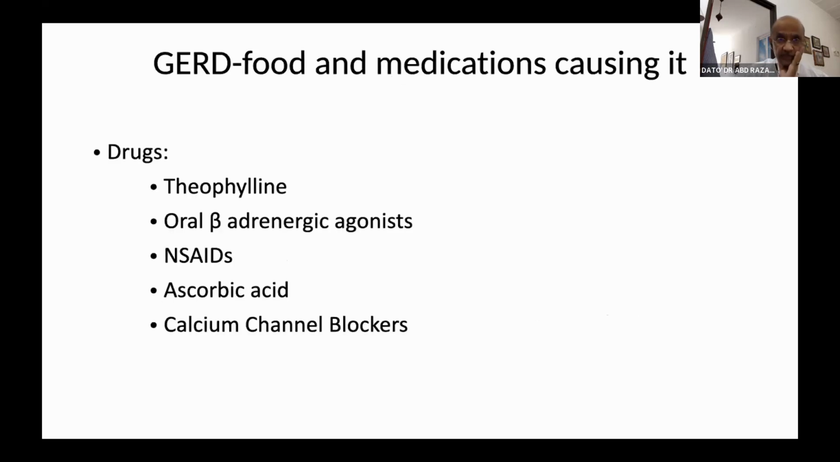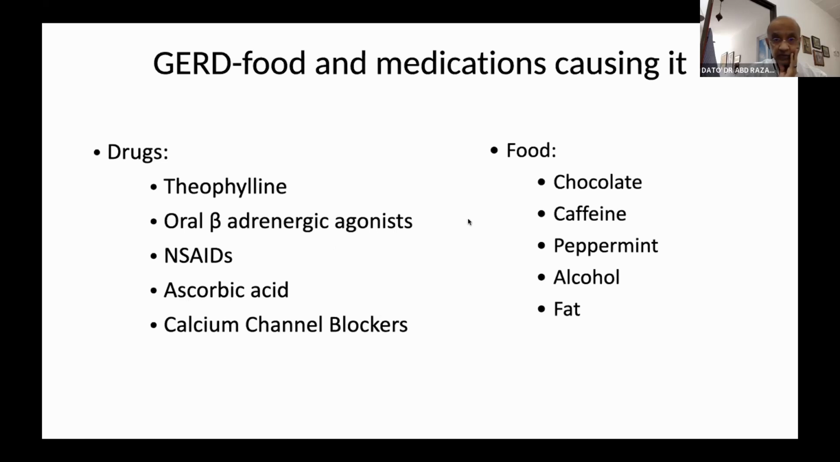Don't forget drugs, okay? Some drugs can also cause GERD, like theophylline. Then the beta agonist, okay, for your asthma. And don't forget the painkiller, the NSAID. Taking too much vitamin C can also cause you to have GERD, and calcium channel blockers can also cause GERD. So these are things you must ask them in the history. Are you taking this, and this, or what, for you to get GERD?